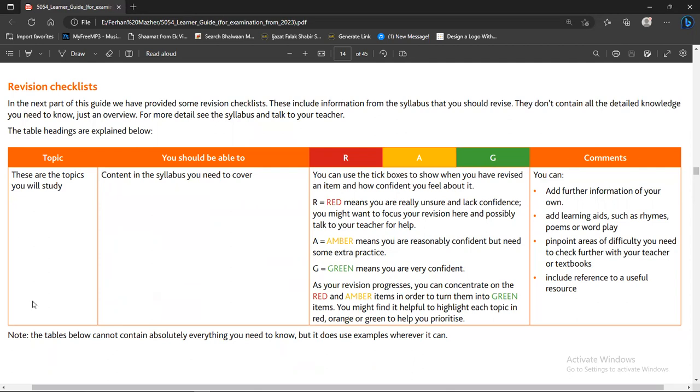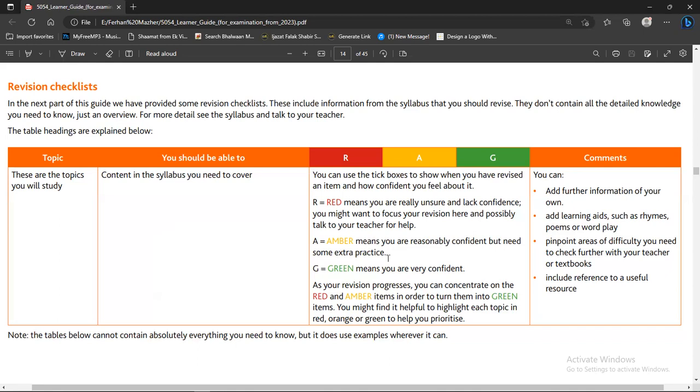Here we have 4 columns. In the first column, we have the topic. These are the topics you will study. In the second column, you should be able to, and this contains contents in the syllabus you need to cover. In the third column, we have tick boxes, and you can use the tick boxes to show when you have revised an item and how confident you feel about it.